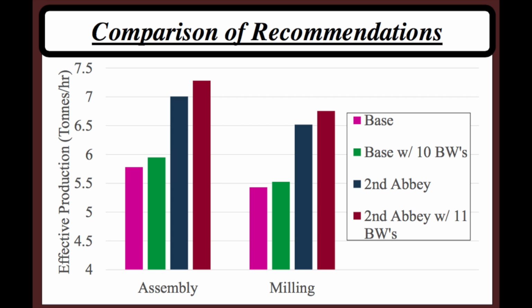We have the assembly here and the milling here, and our first small recommendation we looked into was investing in more big wheels, which is what holds the steel flat that is produced by the assembly and then transferred to the milling. As you can see, there's a small increase in productivity.